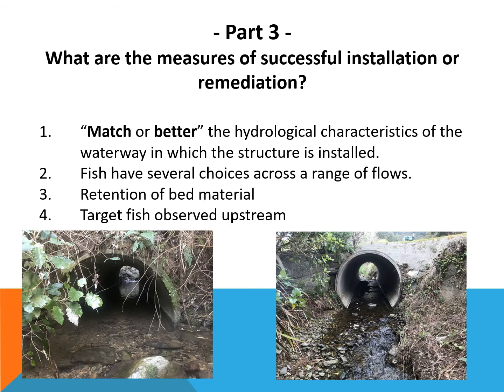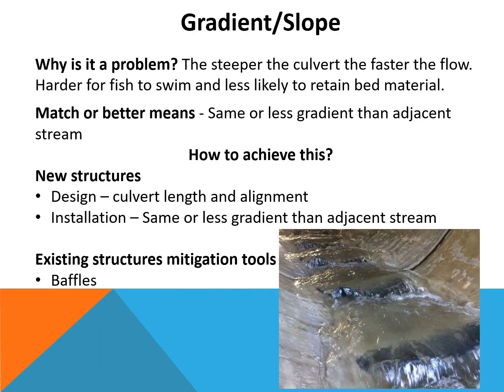So match or better, what does that actually mean? We've broken it into different elements or attributes. When we're talking about the gradient or the slope, why is it a problem? Well, obviously the steeper the culvert or structure, the faster the flow over it, and it's harder for the fish to get up there, and we're less likely to retain bed material. So match or better means, as far as gradient goes, we want to be the same or less than the adjacent stream, meaning the section of stream adjacent to the culvert, upstream or downstream.